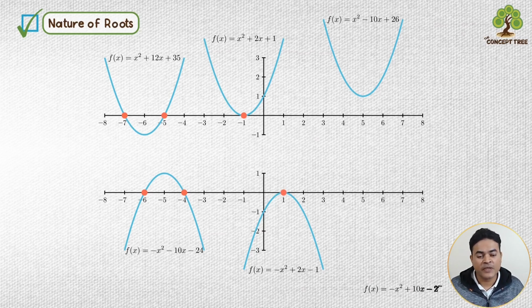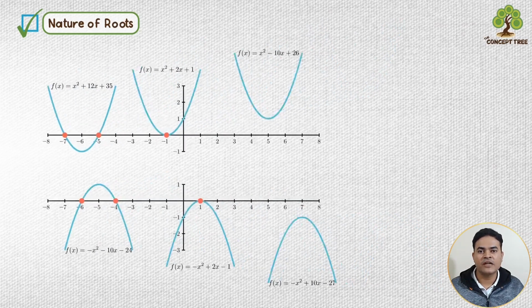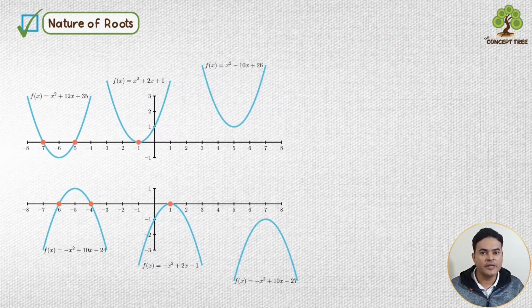Last example, graph of minus x square plus 10x minus 27. As we can see, it does not cut the x-axis at any point. So it has no real root, or we can say it has imaginary or complex roots. Now that we have some examples, let us dig deeper.